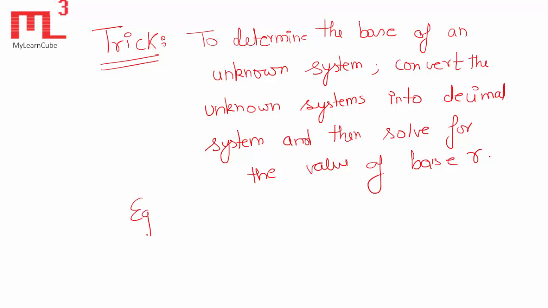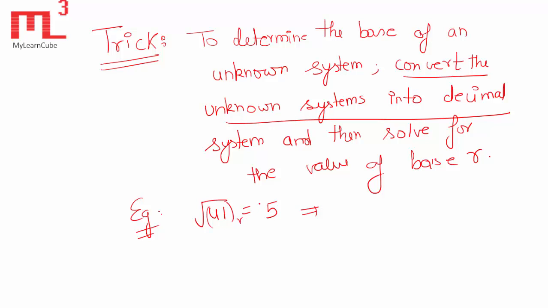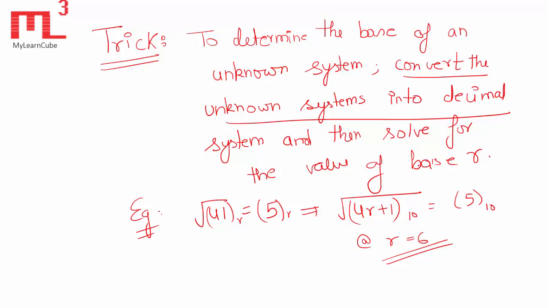That means the example is this one. I think in the previous example it was 5. So what we did was first convert the unknown system into decimal system. Suppose the unknown system is r, so first we converted into 4r + 1, this is decimal, and 5r, this is decimal. Now again just solve this equation, and we know that at r is equal to 6 this equation is solved. Hence the answer. So first convert the unknown system into decimal system and then solve for the value of base r.